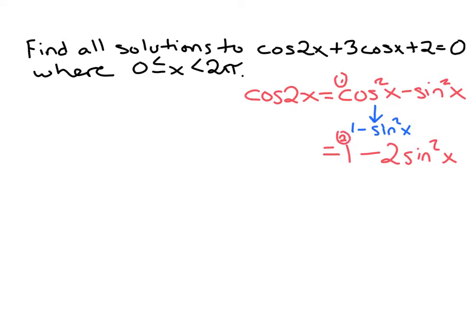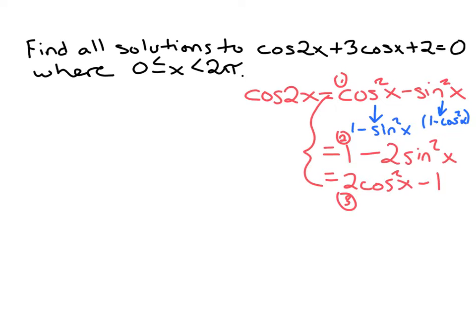for cosine of 2x. You could do a similar substitution. You could turn the sine squared into 1 minus cosine squared. That's a minus right there. And when you distribute this negative right here, you'd have negative 1, but then you'd have positive cosine squared x. So you'd end up with 2 cosine squared minus 1. And that's the other version. So you've got 3 choices. When you see cosine of 2x, you can choose any one of those 3 options.